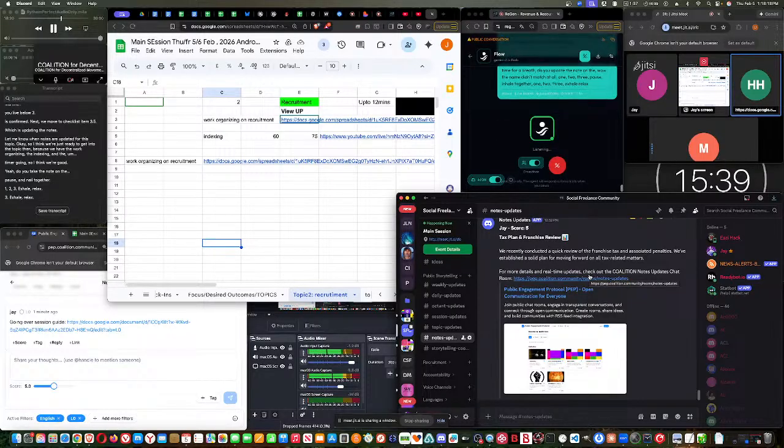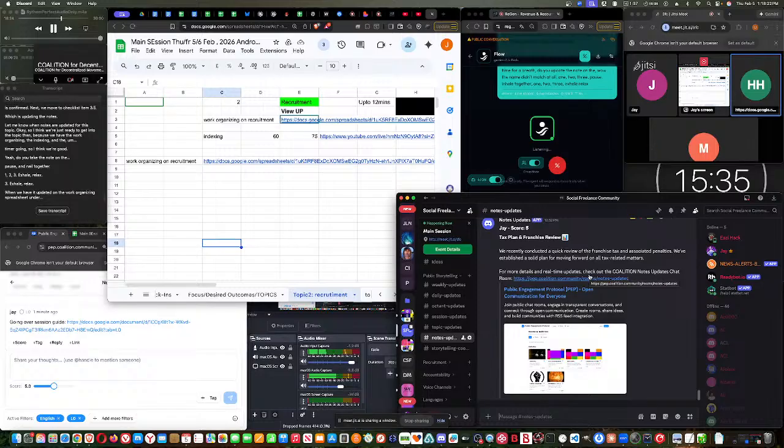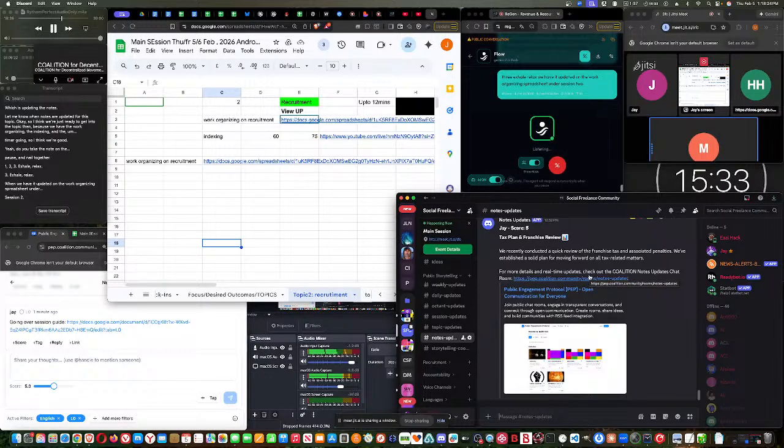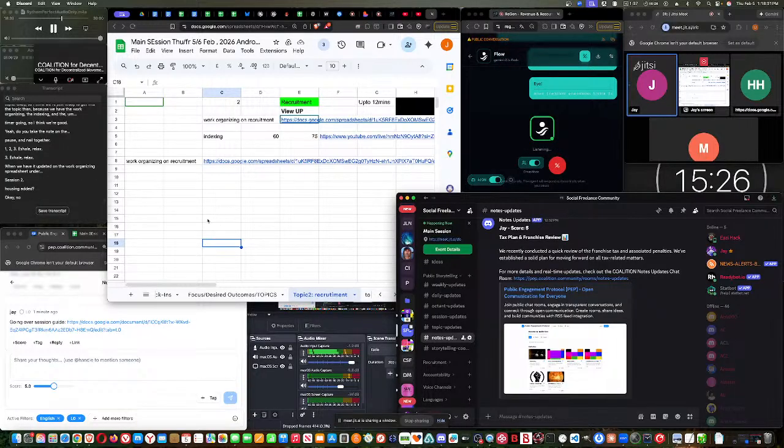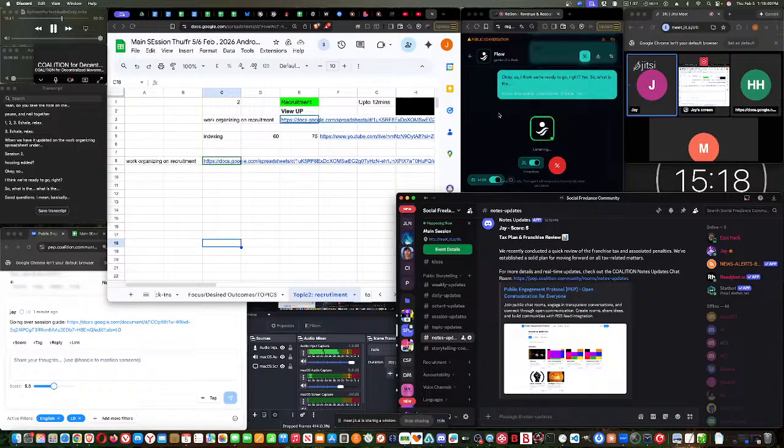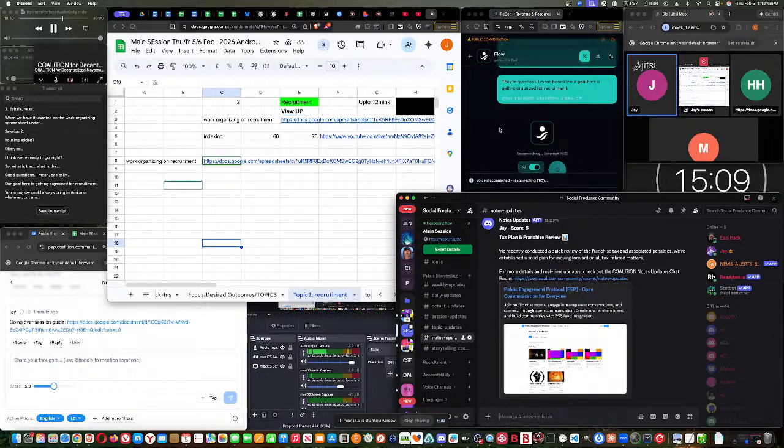So we have it updated on the work organizing spreadsheet under session 2. It has been added. Okay, so I think we're ready to go, right? Yes. So what is the question? I mean, basically, our goal here is getting organized for recruitment. You know, we could always bring in Amica or whatever, but yeah.